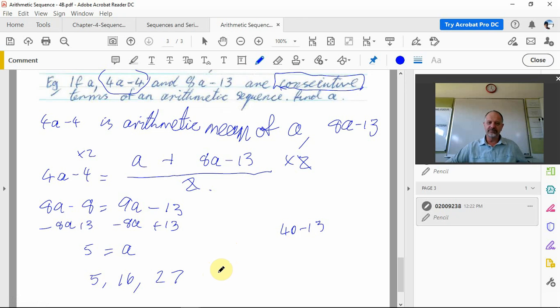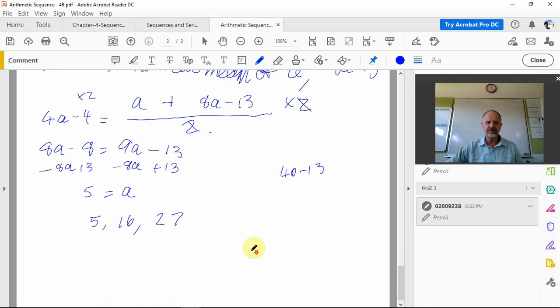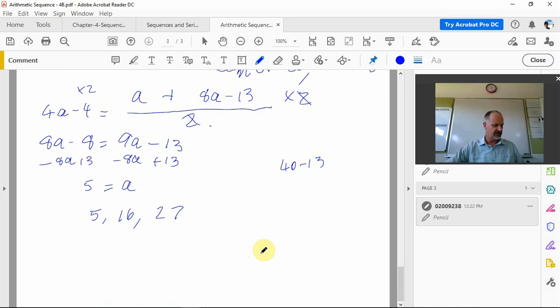All right, so that's it as far as arithmetic sequences are concerned. So some practice questions for you guys in your textbook. As always, have fun, and when you need help, get back to me.